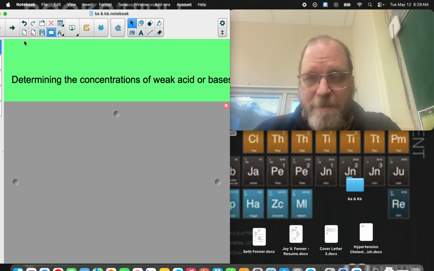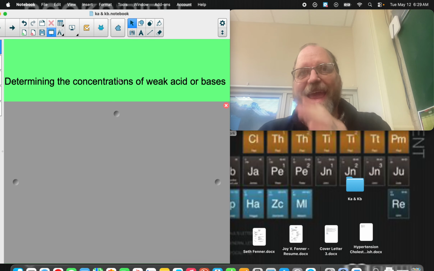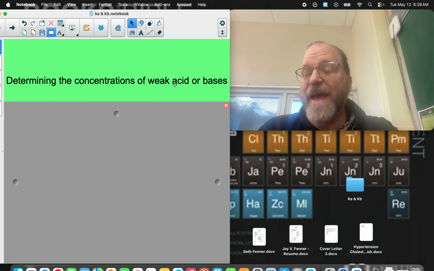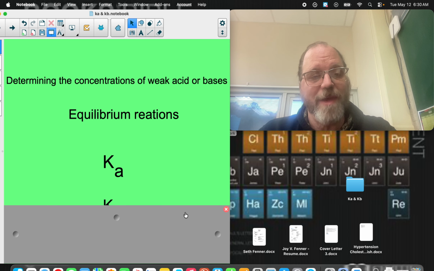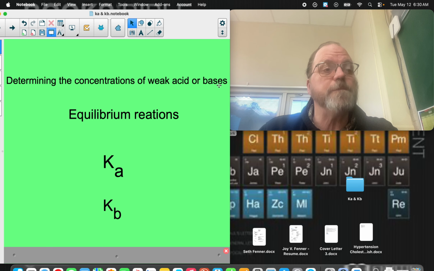We're looking at acids and bases here, and we began looking at the introductory material we talked about last year. Today we're going to look at Ka and Kb, the way of determining the concentration of weak acids and bases. We do that through the values of equilibrium reactions. When they're weak, they're equilibrium reactions, so we use the values of Ka and Kb. Ka is if it's an acid and Kb if it's a base.